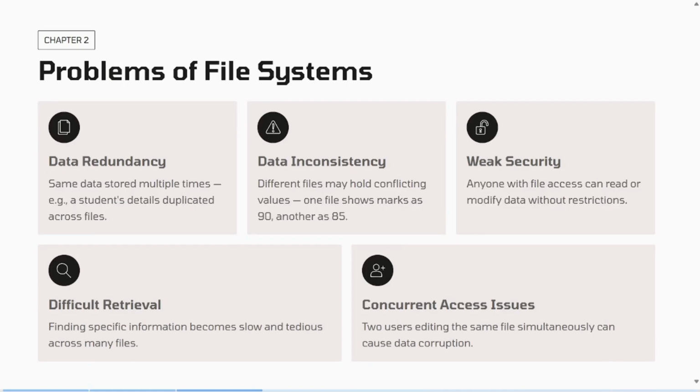Now let's discuss the problems of file system. Now let's see why file system is not enough when there is a lot of data. We use file systems to store a small amount of data, and we use DBMS for a large amount of data. Why is file system not used to store a large amount of data? Because of data redundancy.